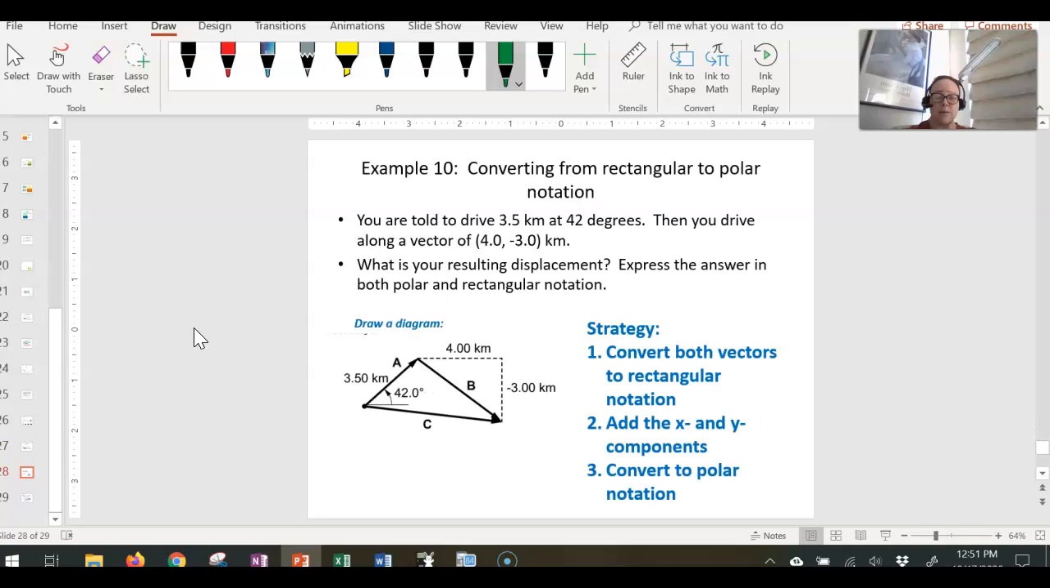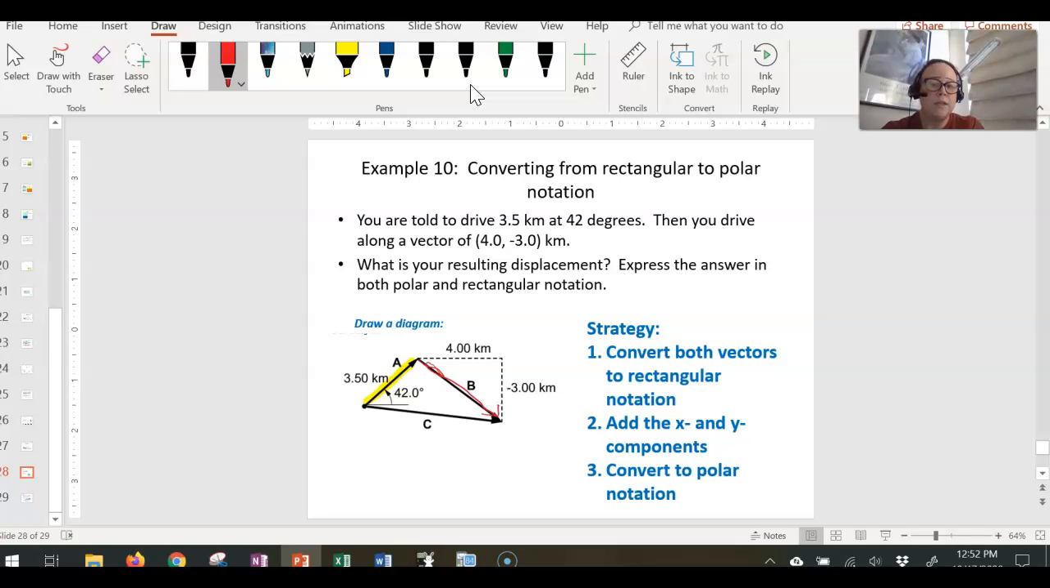Let's look at an example here. So here you're told to drive 3.5 kilometers at 42 degrees. So that is this first vector, A. You drive along that direction. And then you drive along a vector of 4 kilometers east and 3 kilometers south. So that's this vector B.